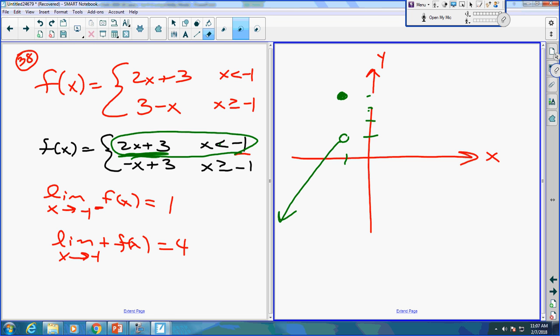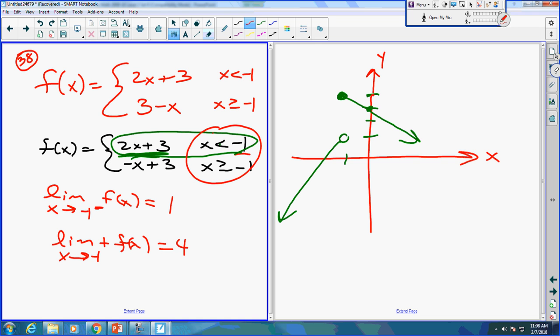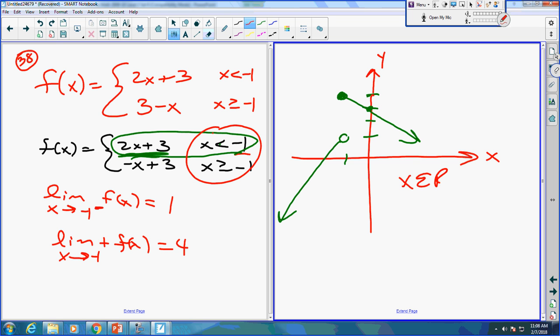The other line is -x plus 3. So I have the dot up here at 4, and I'm thinking -x plus 3. So it goes through plus 3, and that's a slope of 1. And my graph's a little out of scale, but it's going to look like that. So this is the graph of the function. Since -1 is included, I can say the domain is all reals for both lines.